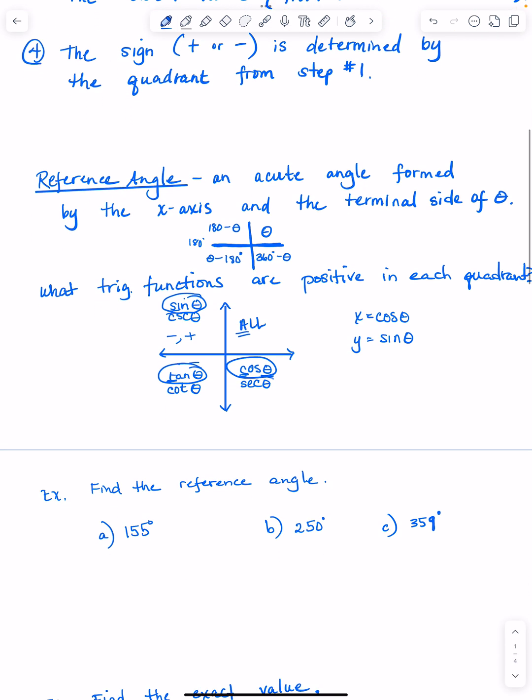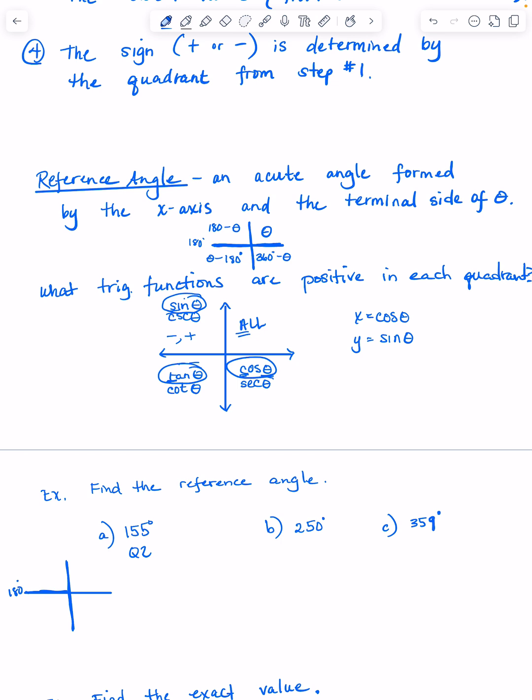Our first example says to find the reference angle. All right, so let's just draw a picture here. Remember, we're going from the x-axis. Everything's coming from the x-axis. So 155 degrees, what quadrant is that in? Well, here's 180, so we're in quadrant 2, right? Quadrant 2. So I'm going from the x-axis.